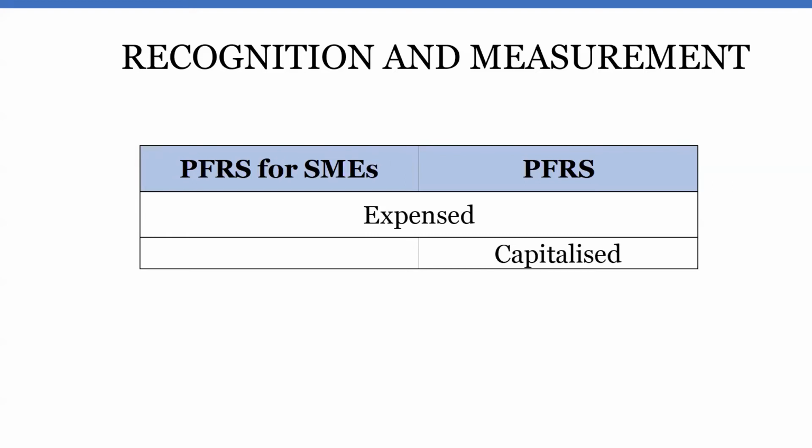So expensing borrowing costs is a major difference between PFRS for SMEs and full PFRS. So for many entities, this will be simpler to apply as SMEs will not need to calculate the borrowing cost to be capitalized. However, in some industries, such as yung mga real estate industry, expensing borrowing costs may be disadvantageous as the costs will be recognized in P&L in the period which they are incurred, which may lead to greater volatility in earnings. Therefore, entities will need to consider whether this is a significant factor for their business before deciding to adopt PFRS for SMEs.